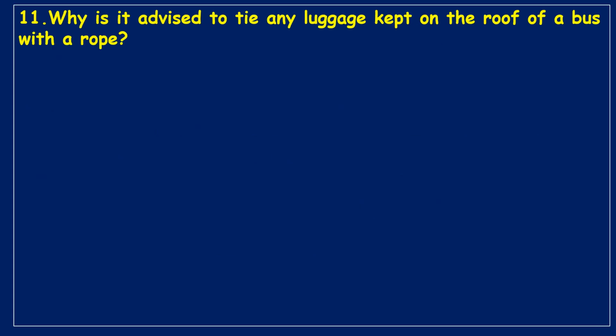Now, why is it advised to tie any luggage kept on the roof of a bus with a rope? We have seen many times while going to different places or native places, many people put their luggage on the top of the bus and tie it with a rope. Why? If you don't tie it with a rope, will it fall down, or is it safe on the roof? If it is so, why? If not so, why? That's the reason we have to give here.